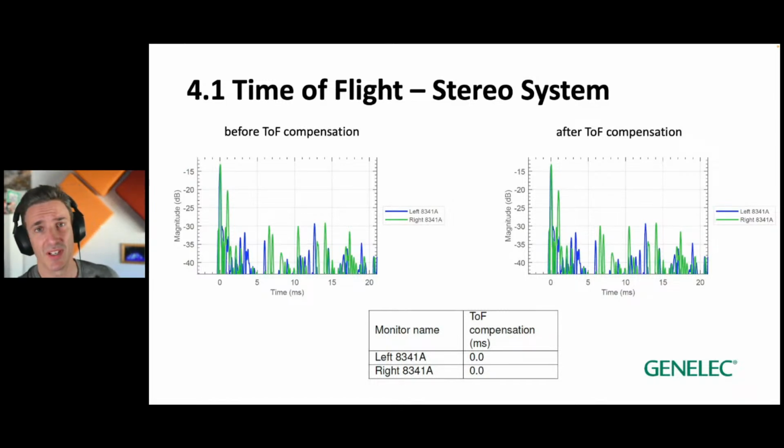This only happens, for example, if the microphone is not standing in the middle. And sometimes I also said this in videos: if I'm calibrating a stereo system, I usually just check this. So by clicking on the speaker, you see time of flight, and then I set both to 0. This is usually the best starting point.